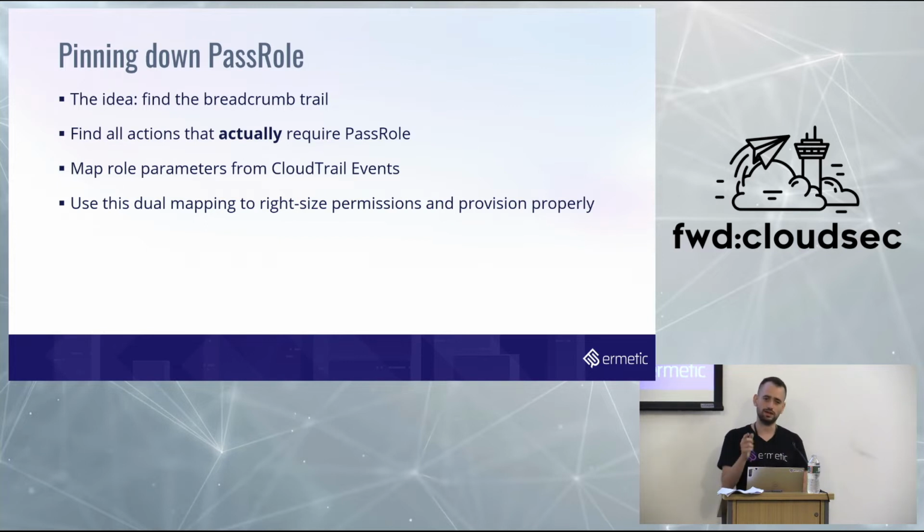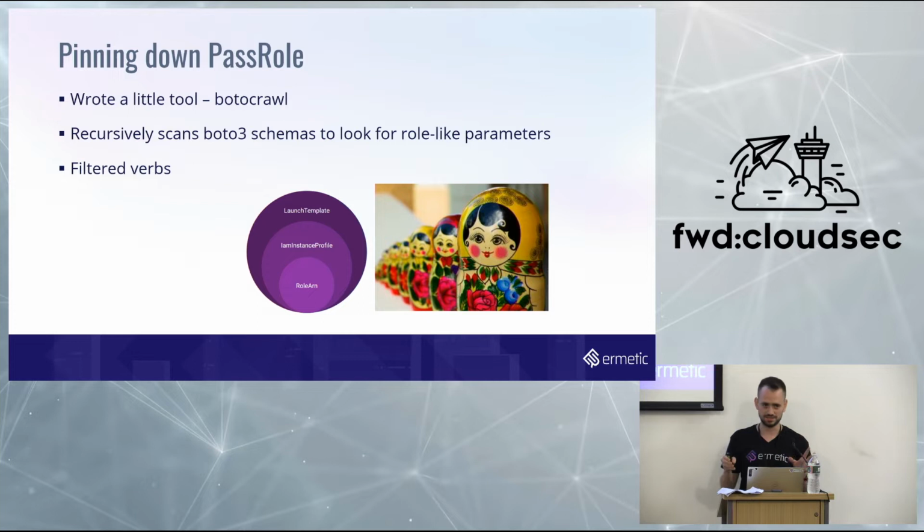So if I know that the create function has in the request parameter the function role ARN, and I see that event in CloudTrail, I know that I need to keep the PassRole permission for the specific role ARN that the Lambda function used. So the idea is to find all the actions that actually require PassRole, map their role parameters from CloudTrail events, and use this dual mapping, action mapping and resource mapping, in order to provision the actual permissions properly. A lot of P's in this slide and in this lecture, by the way, anyway, all along.